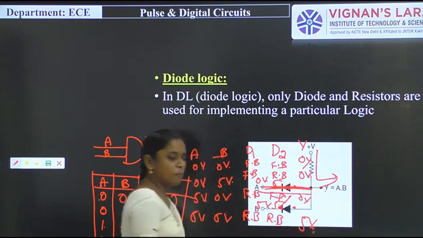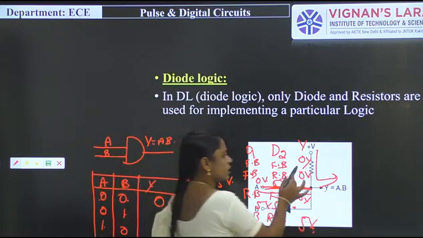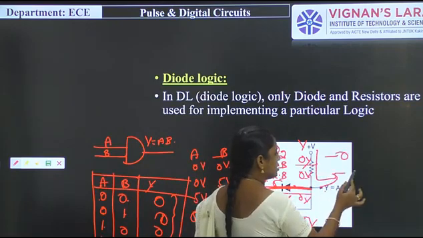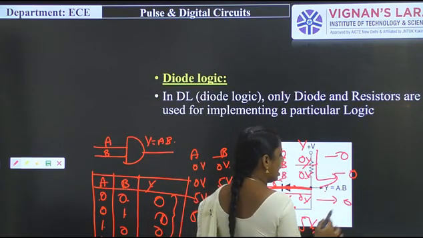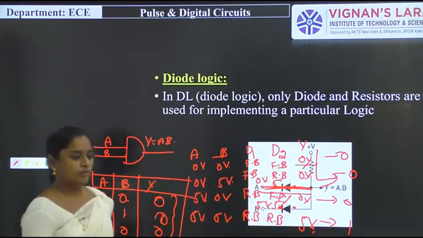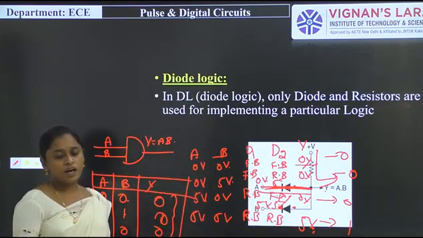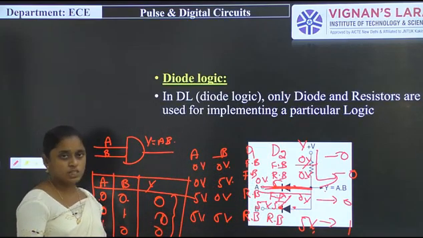So this is a positive logic. In the positive logic, 0 volts is represented with 0, 0 volts is again represented with 0, 0 volts 0, and this one is 1. So this is the logic function of this particular gate for positive and negative logic.